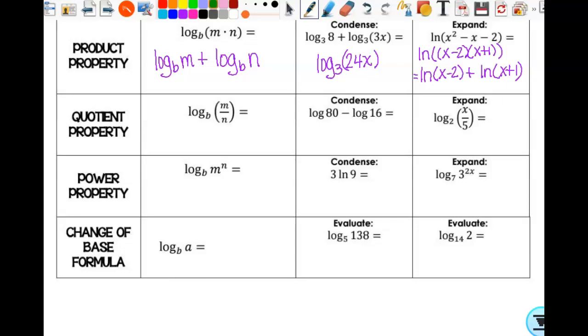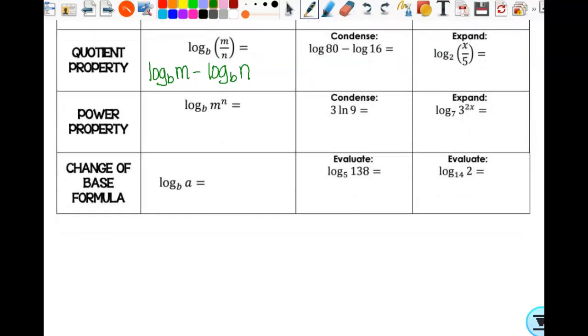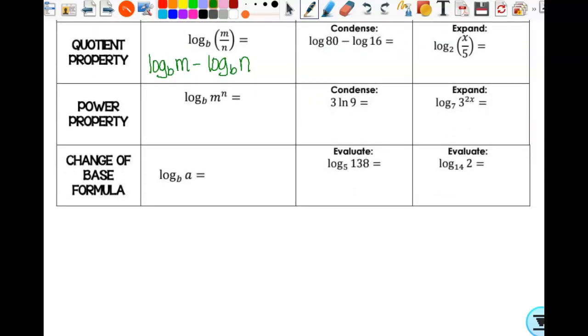All right, so then I have the quotient property. When I split it, or expand it, log base b of m minus log base b of n. So this will give me the log of 80 over 16. And what is 80 divided by 16? 5. Somebody keeps whispering the answers. 5. All right, so then I have log base 2 of x over 5.